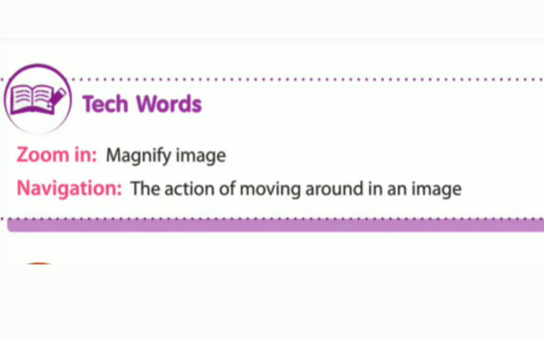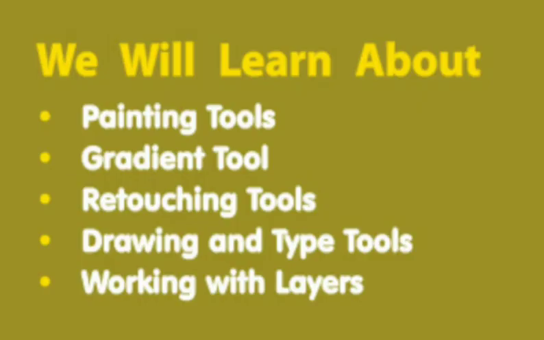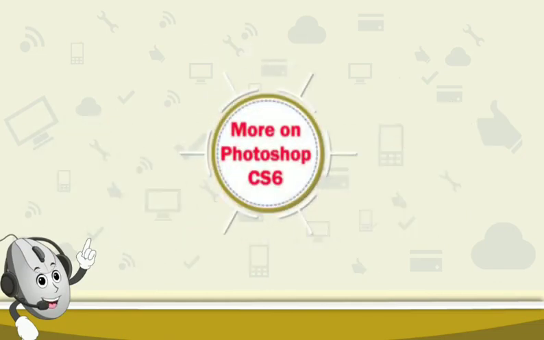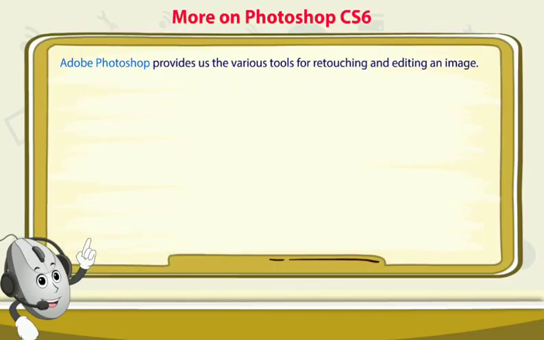So let's start. In this chapter we are going to learn about painting tool, gradient tool, retouching tool, drawing and type tool, and working with layers. As we already know, different objects have different shapes, so in Photoshop we have different layers. So let's start our chapter number 6, more on Photoshop CS6.